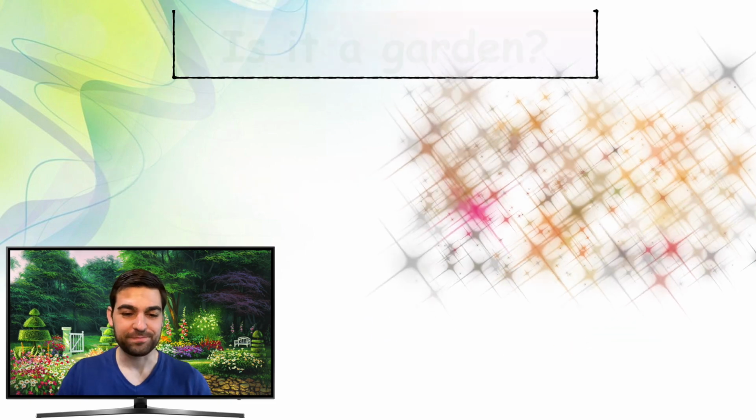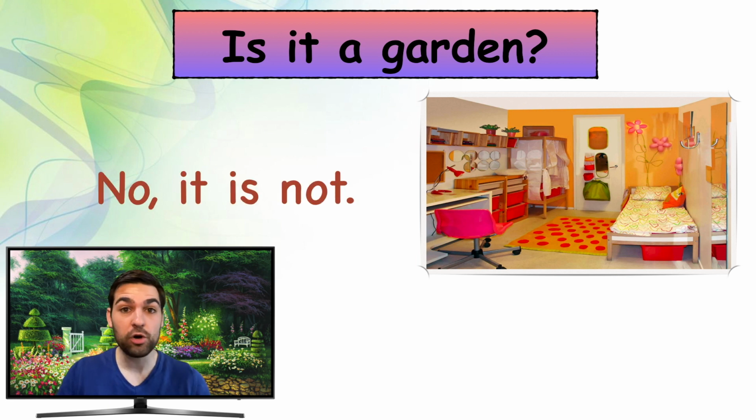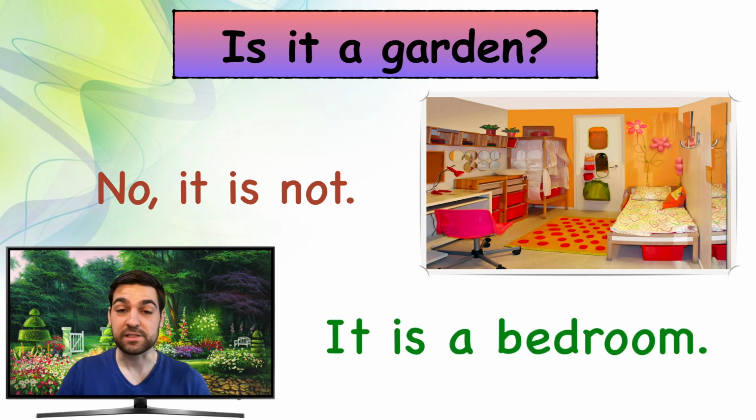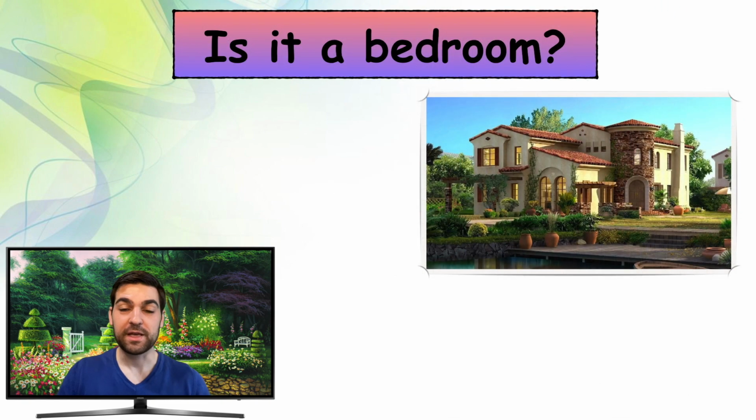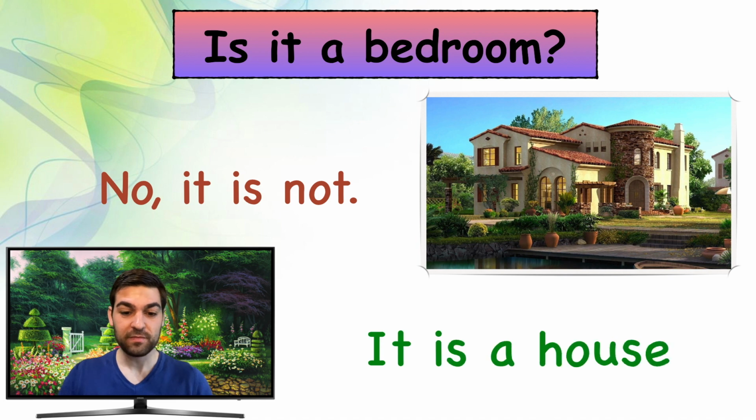And one more picture. Is it a garden? Well, sometimes we can have flowers in here, but it is not a garden. So we say, no, it is not. It is a bedroom. Very good. And let's look at the last picture. Is it a bedroom? It has a bedroom, but it is not a bedroom. So no, it is not. It is a house. Very good.